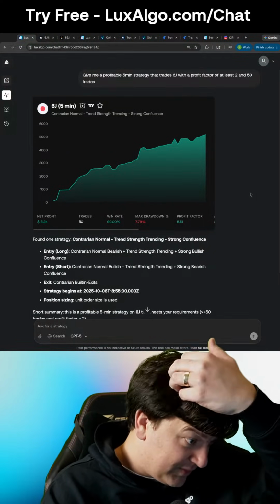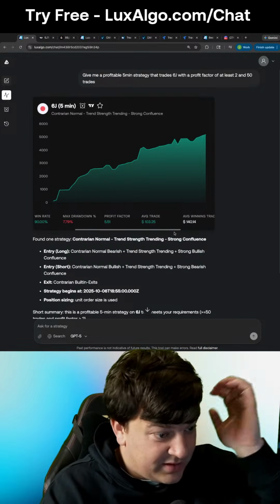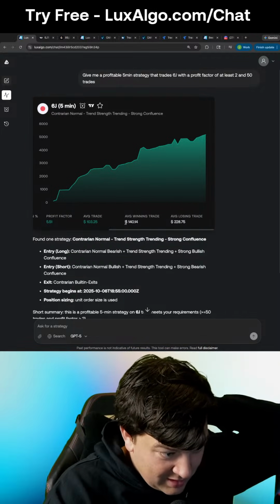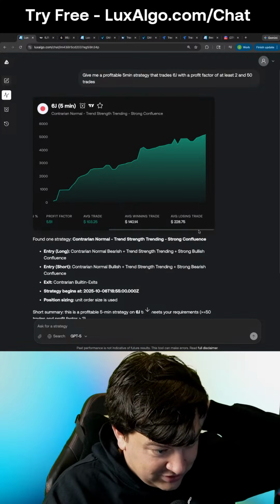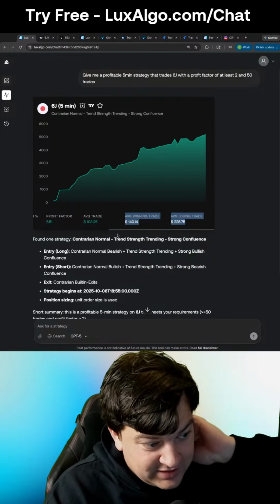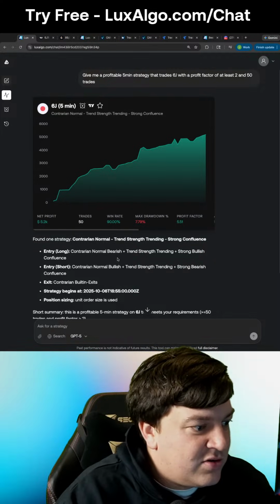Okay, so here you go. This one does have a 90% win rate. Average winning trades 140, average losing trades 228. The nice part is if we have this trade in micros, it's not a huge stress.